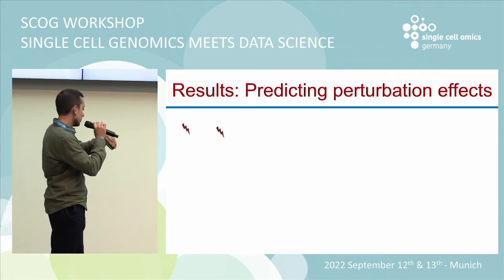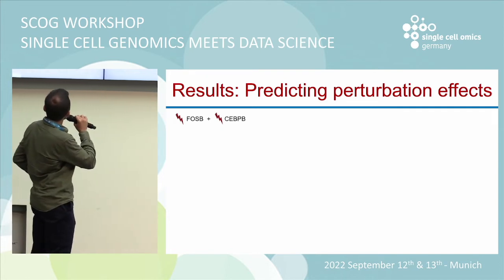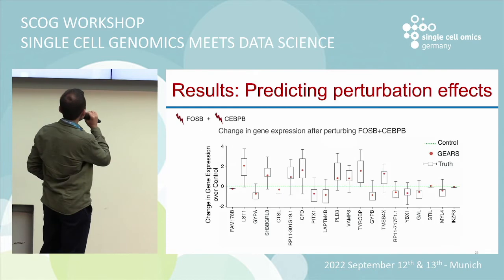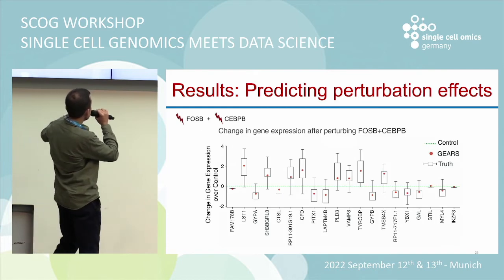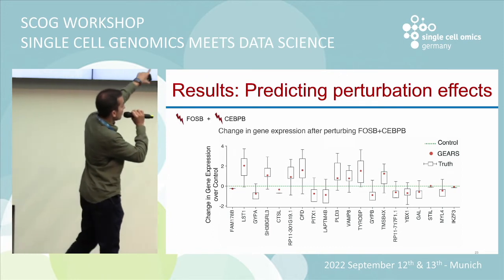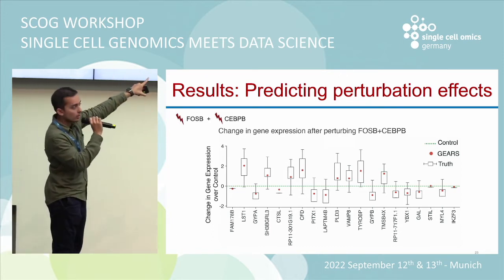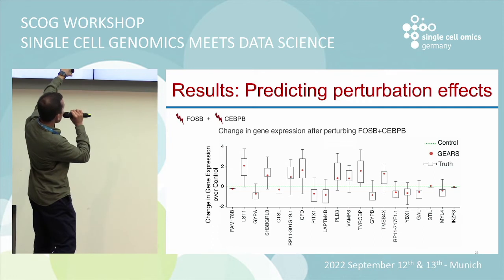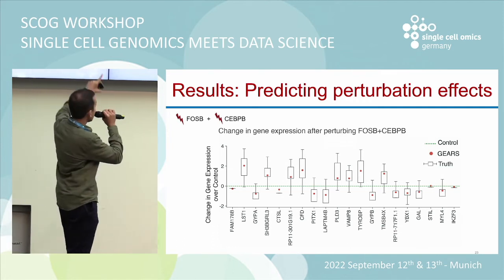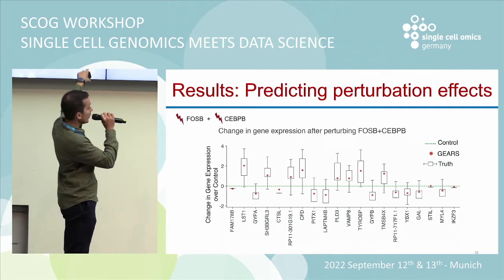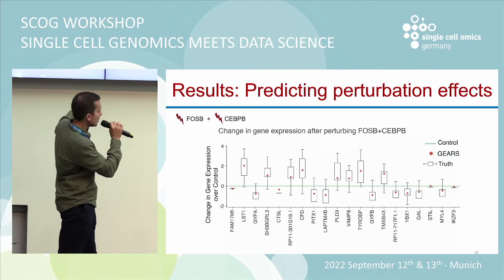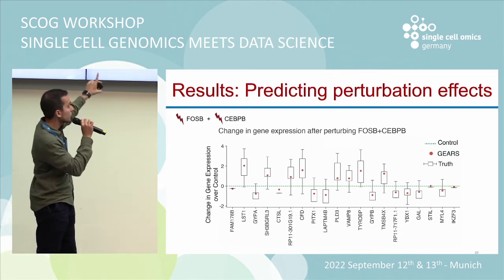Now we have some time for results. Consider we're perturbing this combination, FOSB and CEBPB. This plot shows the change in gene expression over control. The green dotted line is the unperturbed control state. The black boxes correspond to the true post-perturbation expression for this particular perturbation, and the red dots correspond to what GEARS is predicting. These genes are the top 20 differentially expressed genes for this perturbation.